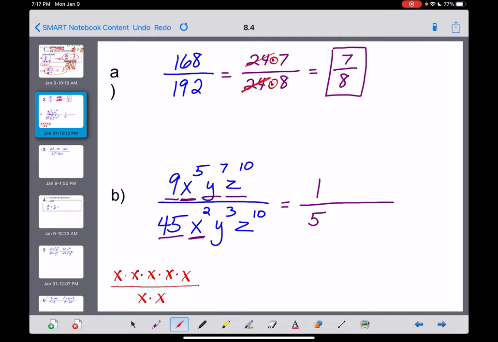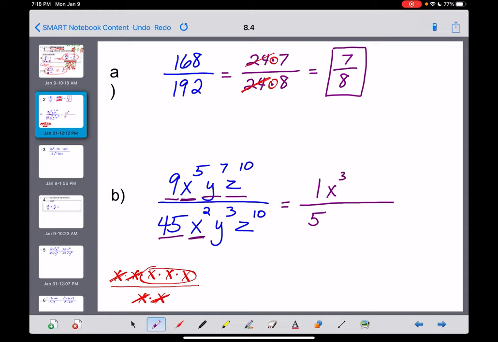And what happens now? The x's get into a war. There's 5 x's on top, there's 2 x's on bottom, and what often happens in war, some of the armies kind of cancel each other out. This x wipes out this x, or better yet, they wipe each other out. And the same thing happens with this second x on top and this second x on bottom. And now the war is over because the bottom has nothing left to give. So we're left with how many x's? 3. And where do they belong? Up on top. So in my answer, I'm going to put an x cubed up there in the numerator.